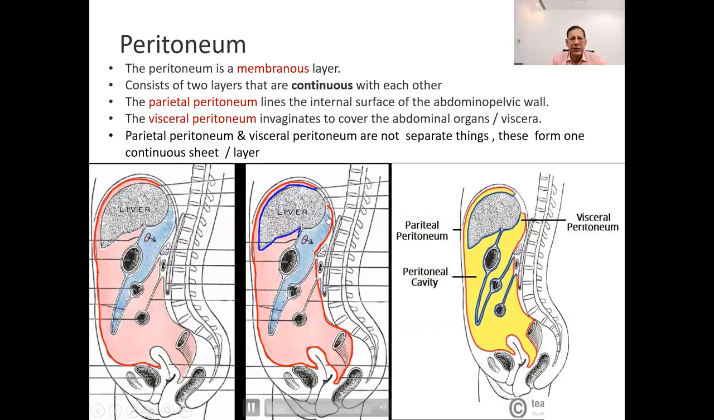But these two are general terms. If you talk about the thoracic cavity, the pleural cavity, the parietal pleura lines the chest wall, and the one lining the surface of the lungs is called visceral pleura. So visceral means organs and parietal means wall. You can see the visceral peritoneum lining the different organs like the liver, stomach, and small intestine cross sections.